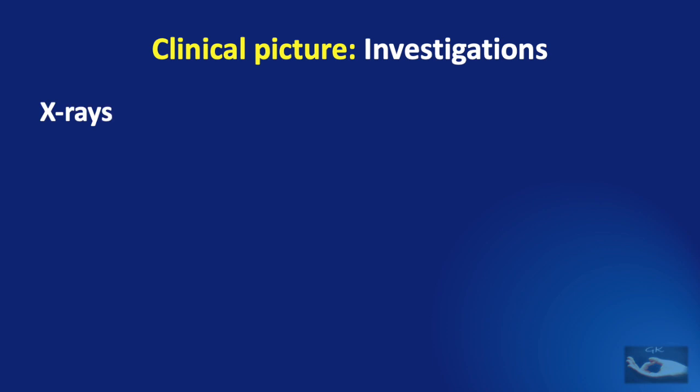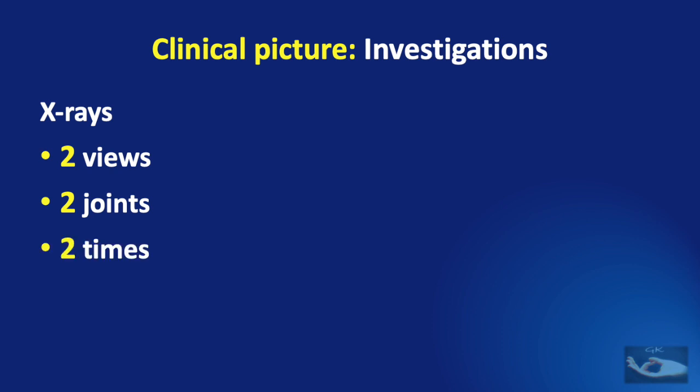And as far as X-rays are concerned for fractures of the hand, we need to remember the rule of two. Two views to be taken in order to have a good visualization. Two joints to be visualized, that is the joint proximal and distal to the bone that is fractured, and to be taken two times, one before the treatment and one after the treatment.